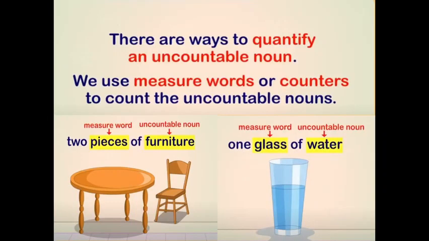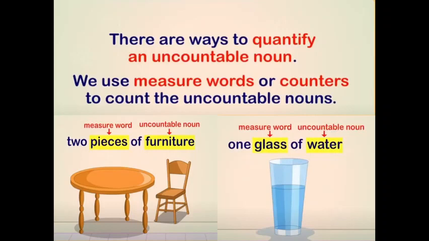There are ways to quantify an uncountable noun. We use measure words or counters to count the uncountable noun. Now what do measure words mean, children? Measure words means things which we can tell in weight. We can tell its weight but we cannot tell its number. So these uncountable nouns, we can always tell in measure words, we cannot tell in the form of number. So now two examples are given over here.